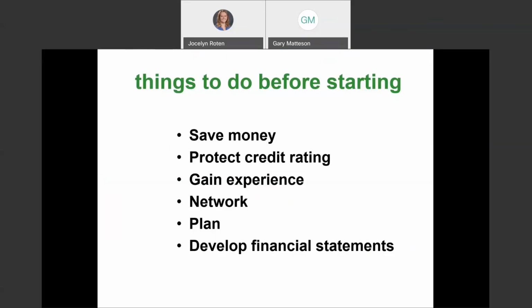As you think about starting that business, probably the most important thing to do is to save money. To be able to have money that you're going to invest in your business is really an essential feature that any lender is going to look for in order to go into that partnership called a farm loan with you. You have to put some money on the table to be able to borrow money to be able to start and operate your business. Protecting your credit rating is certainly important. Gaining experience is probably one of those things that is the hardest to do.